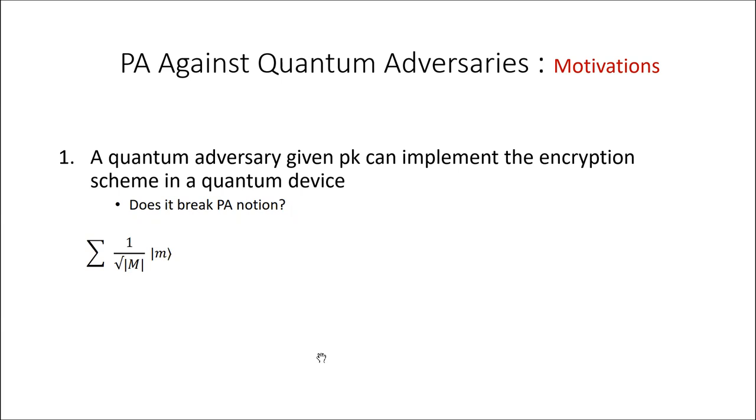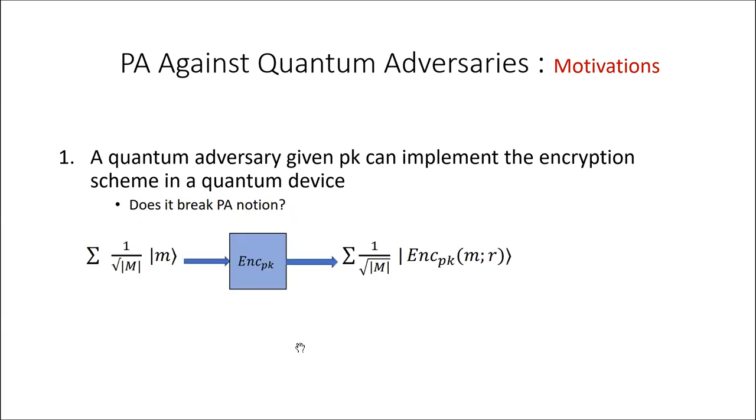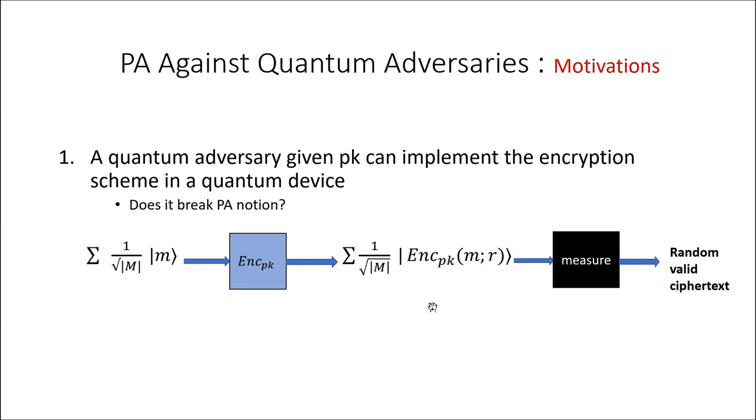So let's say the adversary prepares a uniform superposition over all messages and is able to implement the encryption oracle as a quantum oracle, in which it gets the corresponding ciphertexts, like the superposition of the ciphertexts. Later, if the adversary measures this state, it gets a random valid ciphertext. And since the encryption scheme is one way, by the one-wayness of the encryption, the adversary is not aware of the plaintext inside of this random ciphertext. So this is intuitively a break of the PA notions.